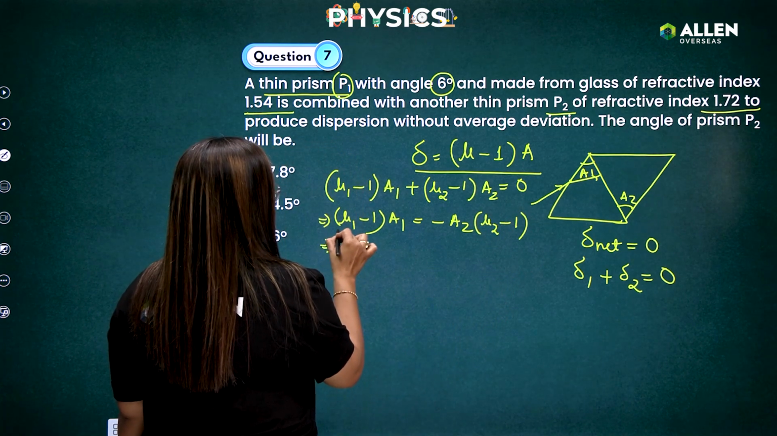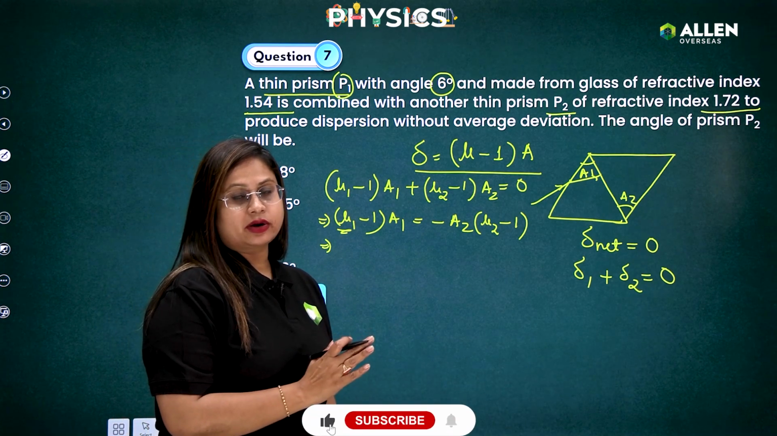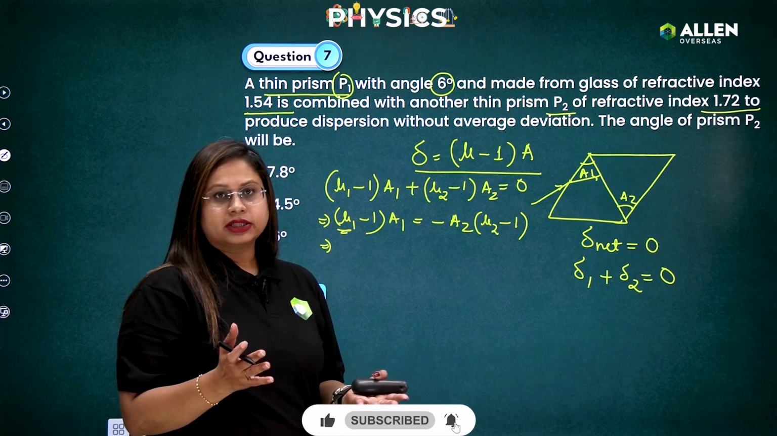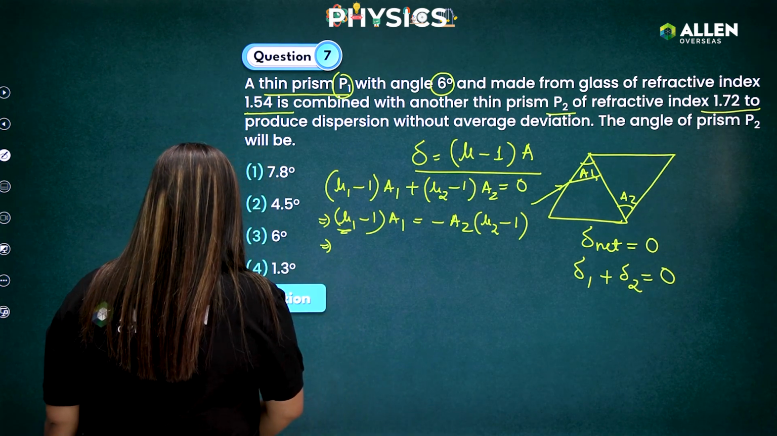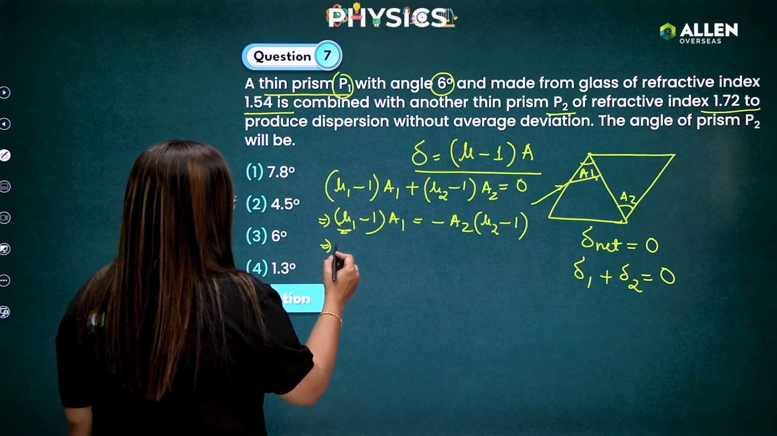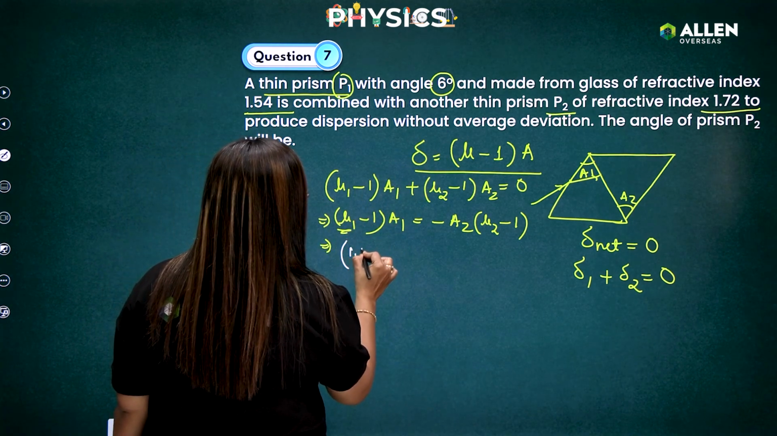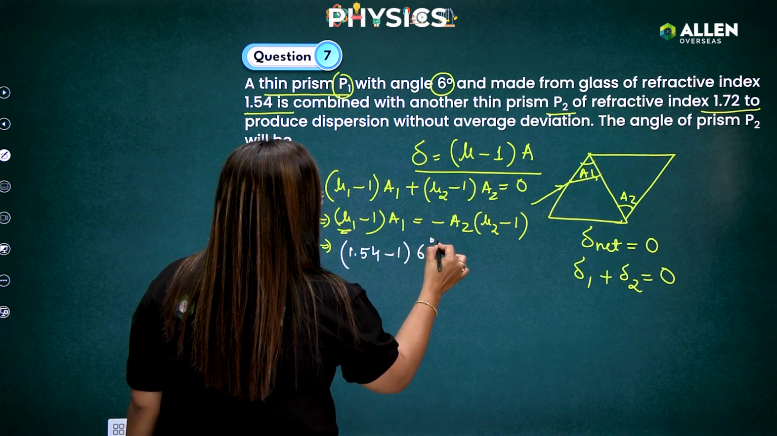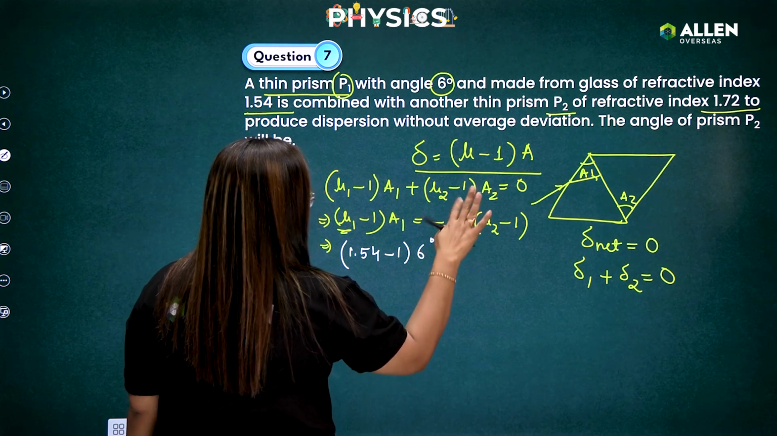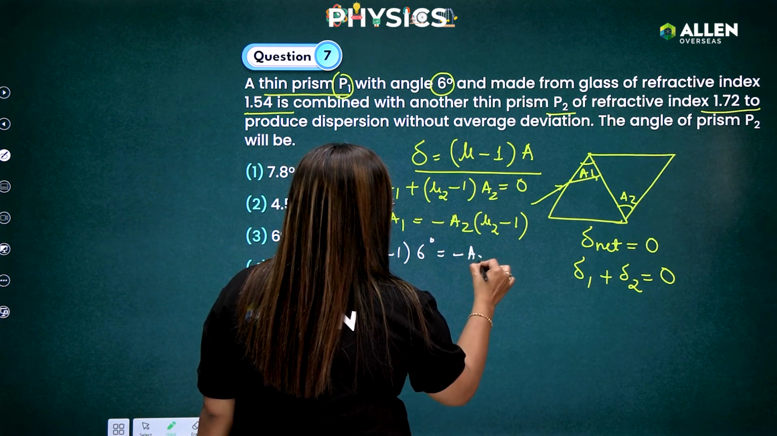What is the meaning of this mu1? It is the refractive index of the prism with respect to its surrounding, and we know that in the surrounding we have air. So here we are going to take these values and write them down. For mu1 it has been given as 1.54 minus 1, and the angle of the prism is 6 degree. This negative sign implies that it is inverted. So here it is minus A2, which we are required to find out.